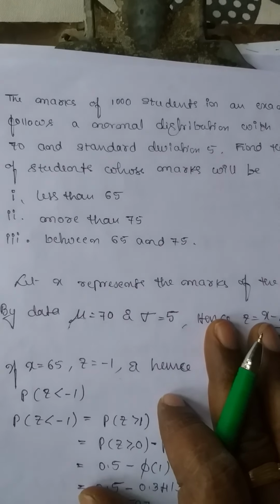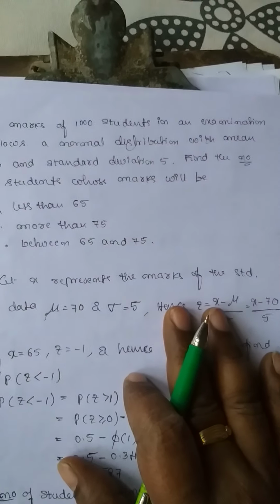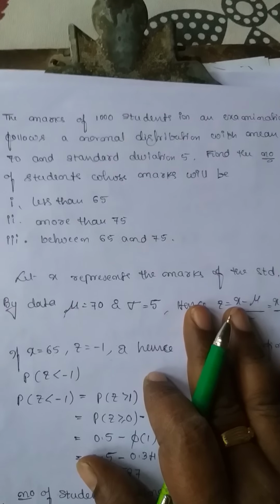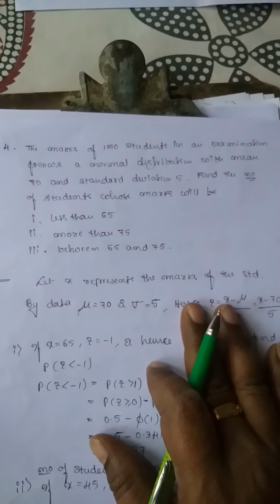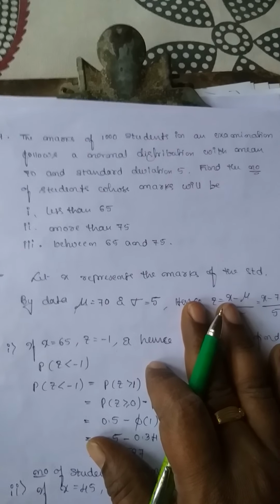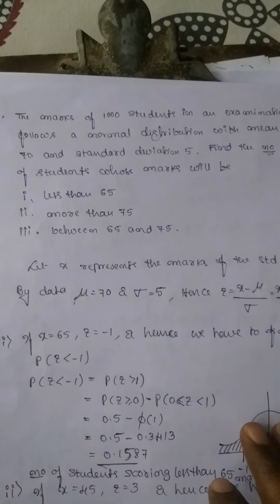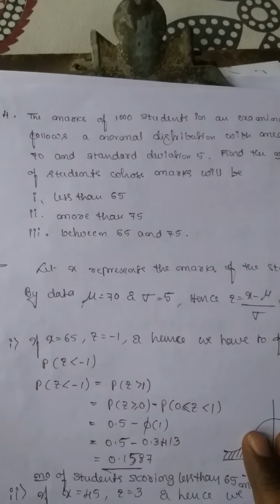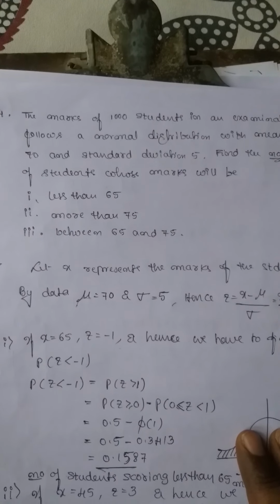The problem is: the marks of 1,000 students in an examination follow a normal distribution with mean 70 and standard deviation 5. Find the number of students whose marks will be less than 65, more than 75, and between 65 and 75.